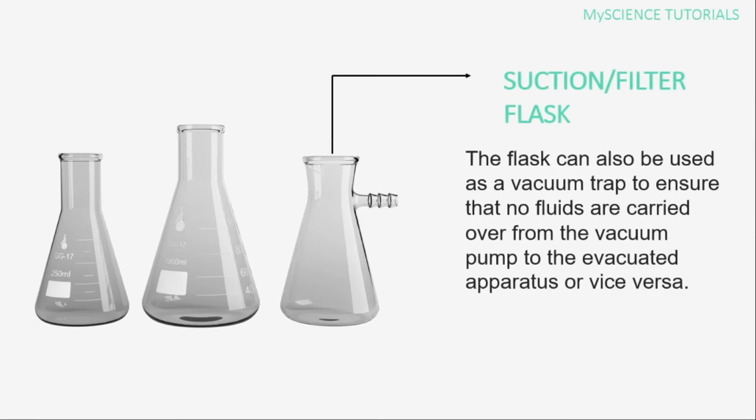Right, so we have the suction or the filter flask. This flask can be used as a vacuum trap to ensure no liquid or fluids are carried from the vacuum pump to the evacuator apparatus or vice versa. So when you are filtering and you want to filter by vacuum, we connect the vacuum pump to this side using a tube, and then we place your funnel with your filtrate and everything here.